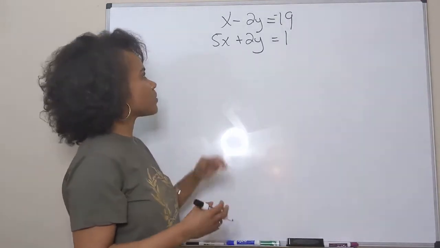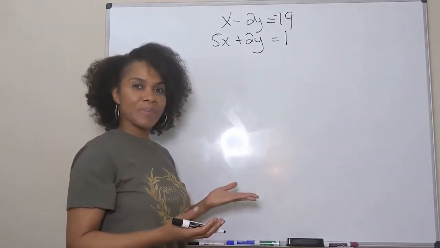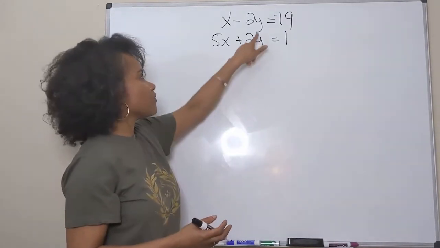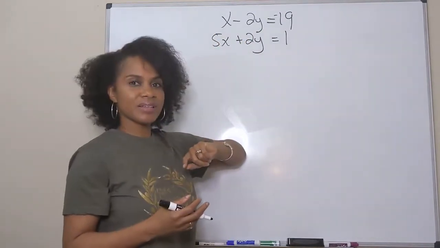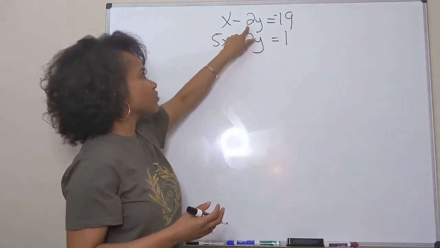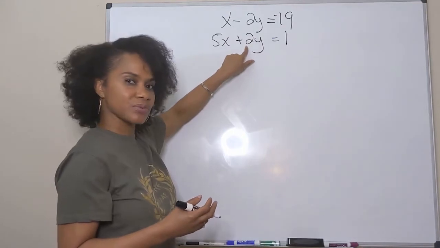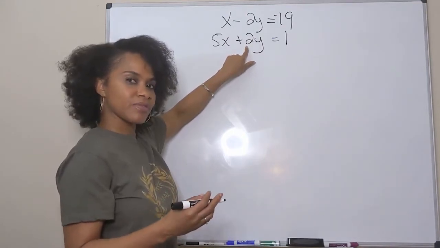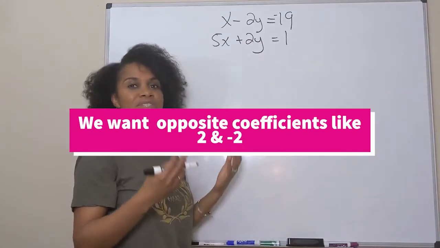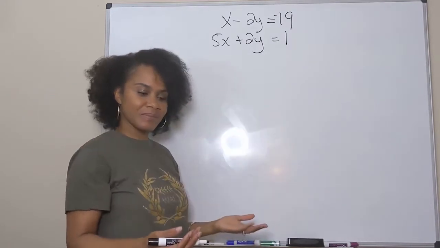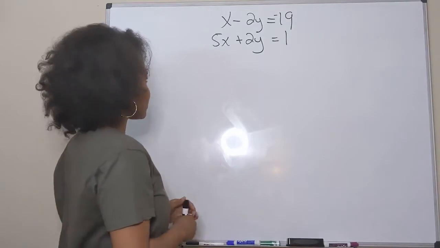In this problem here, we do have opposite coefficients. Remember, coefficients are numbers in front of your variables. In this case, we have a negative 2y and a positive 2y. Those are opposite coefficients because when we combine them, we want them to be 0, to eliminate them. So let's try this first problem here.